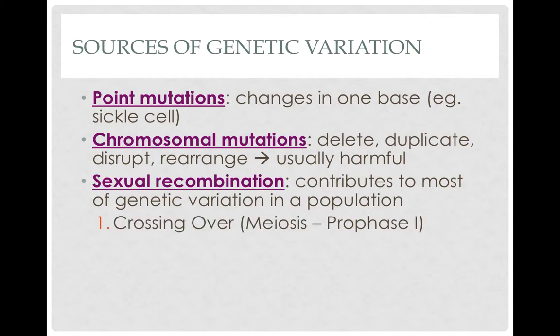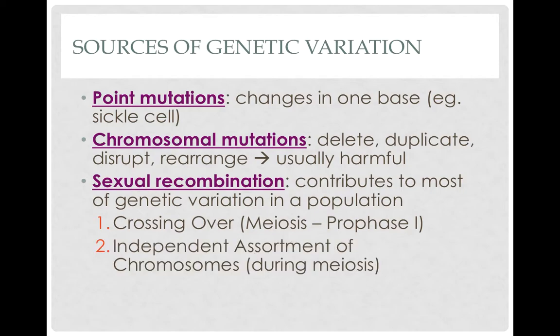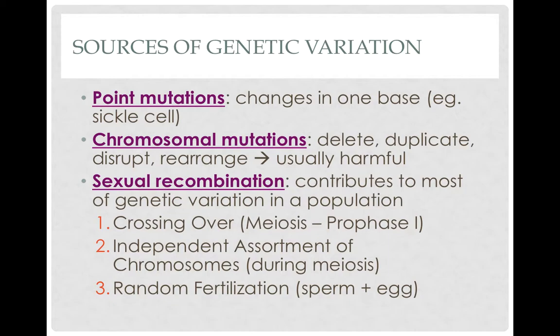Like I said, crossing over is the first time that this happens. It can happen in prophase 1 of meiosis. Then there's also independent assortment of chromosomes, which happens during the process of meiosis. And then finally, it happens during random fertilization when the egg and the sperm meet.